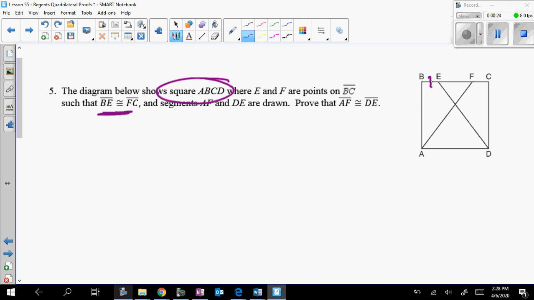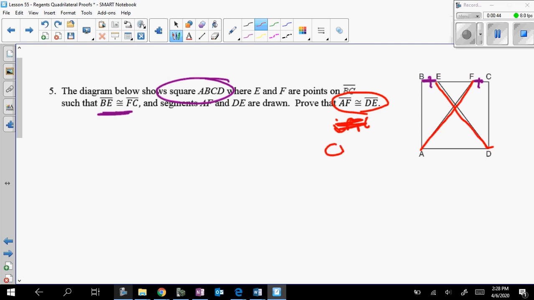E and F are points on BC such that, let's mark this part. This is a given. BE is congruent to FC. So this little piece is congruent to that little piece. We have to prove that, let me mark it in red here, that AF is congruent to DE. Do you think that this might be a CPCTC problem?